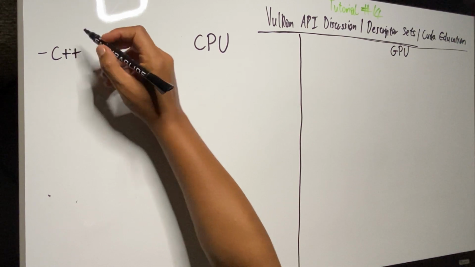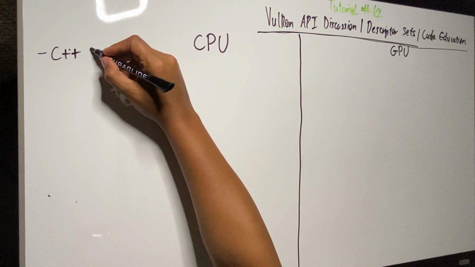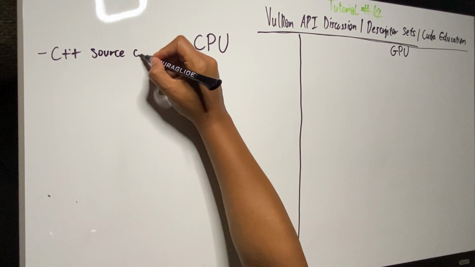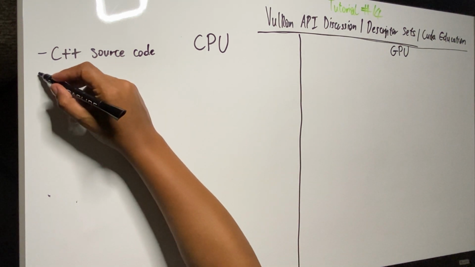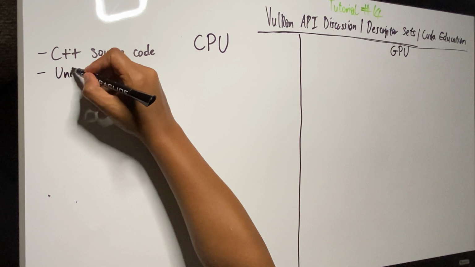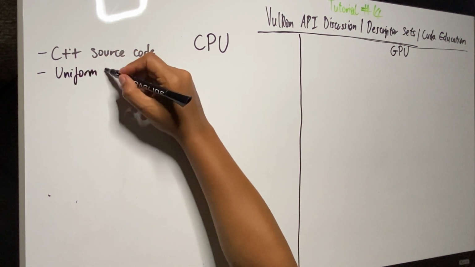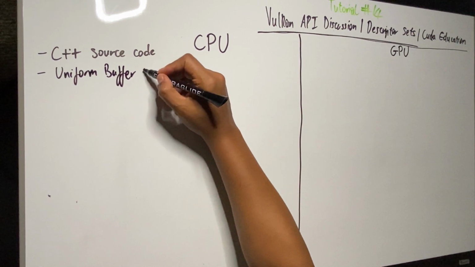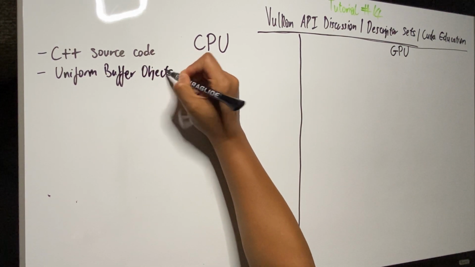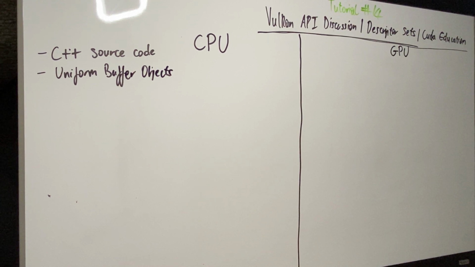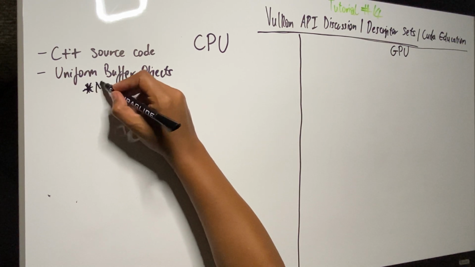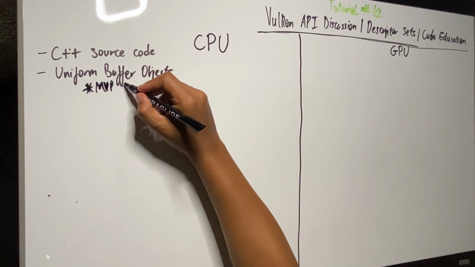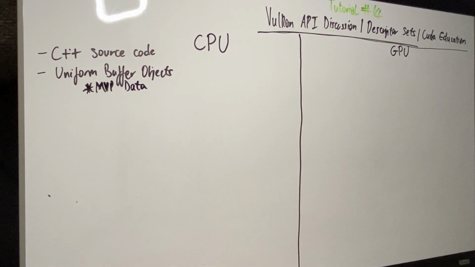So C++ code. And then also, when we're declaring, for example, uniform buffer objects, we're declaring the data and what it's supposed to do, the model view projection data. All of that stuff is sort of declared CPU side.